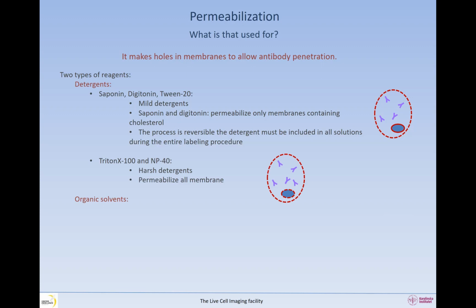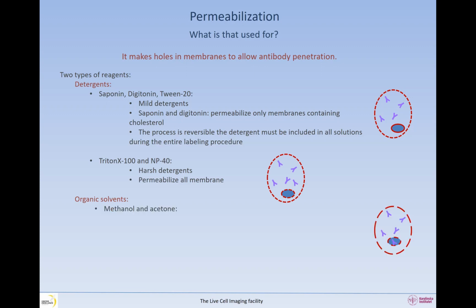And here it is quite critical to adjust the concentration, because if you are interested in the nuclear membrane, you will always need a much higher concentration than if you want, for example, to permeabilize the Golgi membrane or the ER.